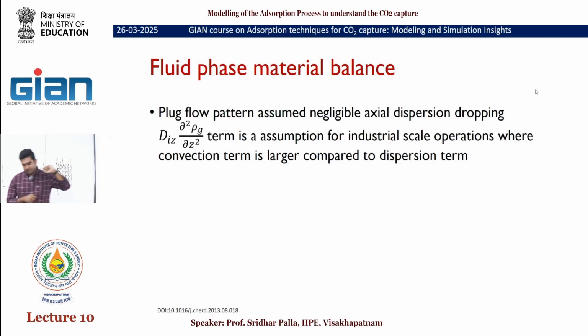So there is this term, axial dispersion. Most of the cases we have these assumptions. We will assume a few things to simplify these partial differential equations. When we have a plug flow pattern, there is negligible axial dispersion. In that case, if we assume that convection is dominating, then we can ignore this second order PDE term. So that is one way of simplifying it.